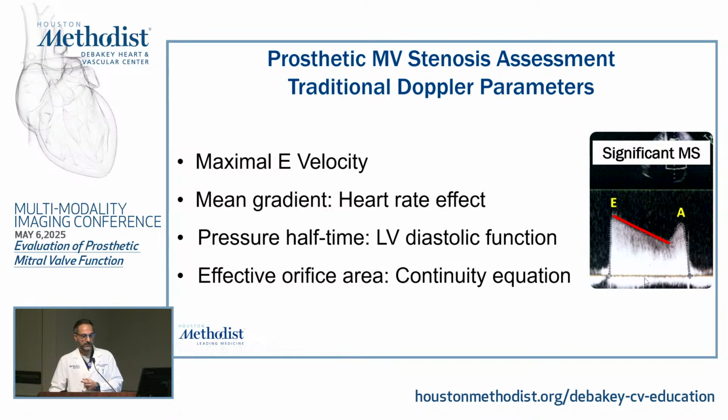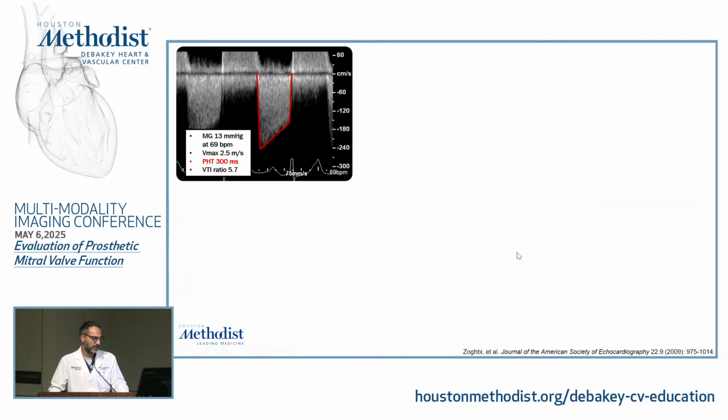Why? Because throughout diastole, the LA-LV gradient is elevated. It's not like MR where you have the gush in early diastole and then there's no obstruction to maintain the gradient, right? Whereas in MS, there's always a gradient. And then obviously the effective orifice area from the continuity equation.